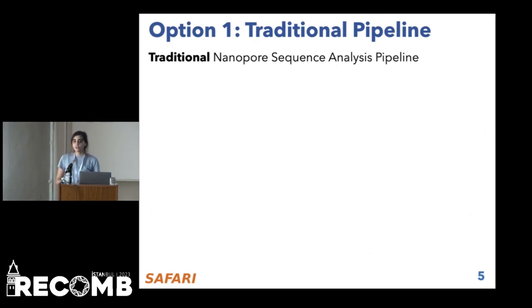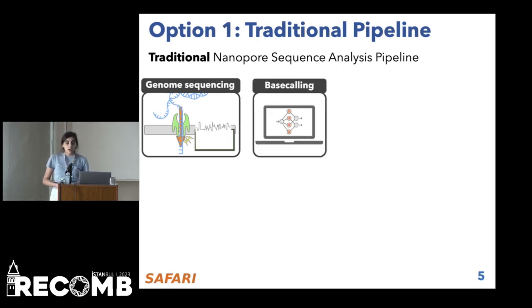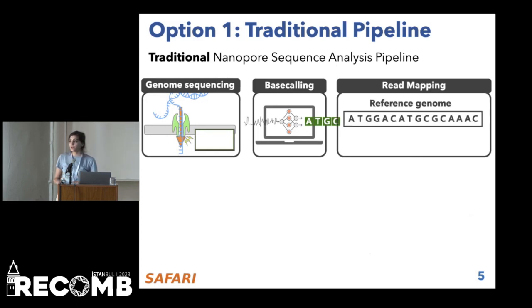The traditional nanopore sequence analysis pipeline starts with genome sequencing, where we convert the DNA fragments into raw electrical signals. And these raw electrical signals are converted to a set of bases called reads during basecalling. The common next step is to perform read mapping, where we match these reads to the reference genome to know if the read is going to match the reference.